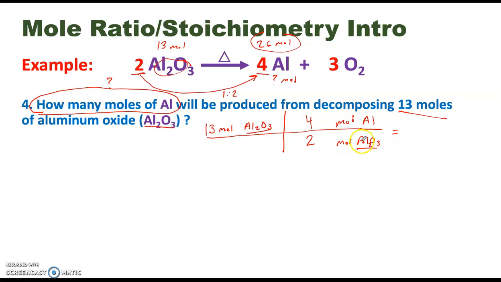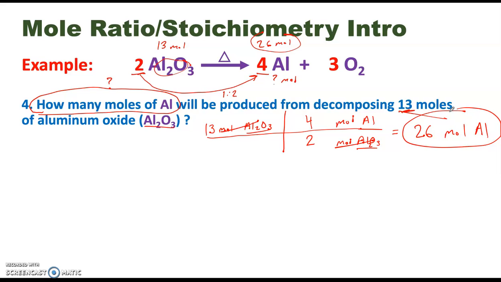So if you don't put the compounds in here, you're going to just end up guessing which one goes on top and bottom. But if you put the compounds in, then you don't have to guess. Also, you will get dock points, so just put the compounds in. Now at this point, moles of aluminum oxide cancels. 13 times 4 divided by 2 equals 26 moles of aluminum. And that's my answer to 2 sig figs, because this has 2 sig figs.